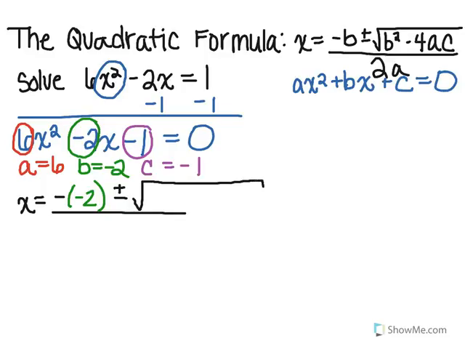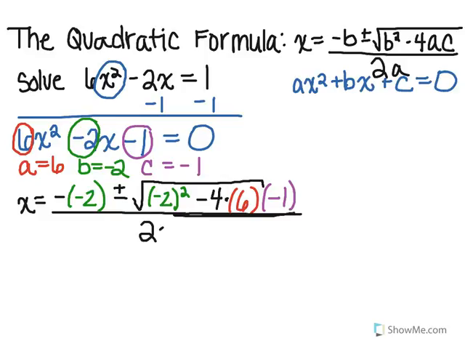So then I have the square root of b squared, which is negative 2 squared, minus 4 times, the 4 will always be there, times a, which for us is 6, times c, which for us is negative 1. So I guess I should have made this fraction line a little bit longer. And then all over 2 times a, which in this case is 6.